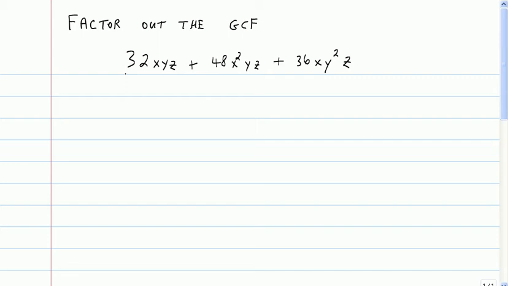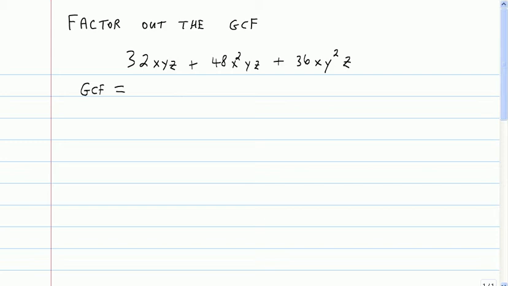Alright, let's try this one, factoring out the greatest common factor from 32xyz plus 48x squared yz plus 36y squared z. We first find the GCF, and we look at first the numbers 32, 48, and 36, and try to figure out what's the largest number that will divide into each of these. And we sort of go with the process of elimination.